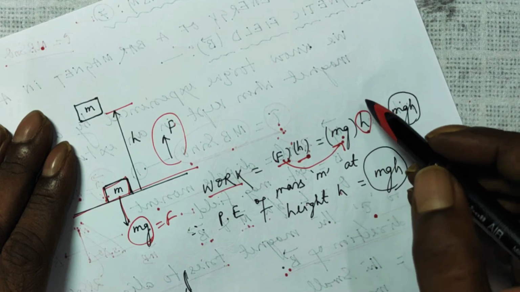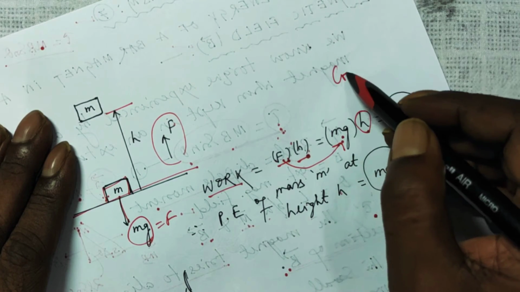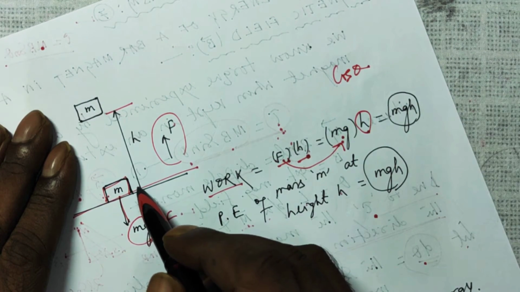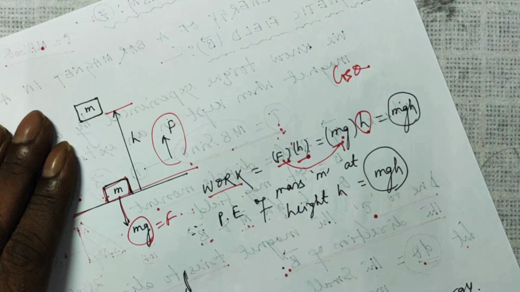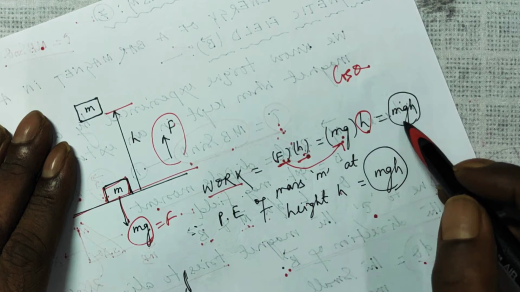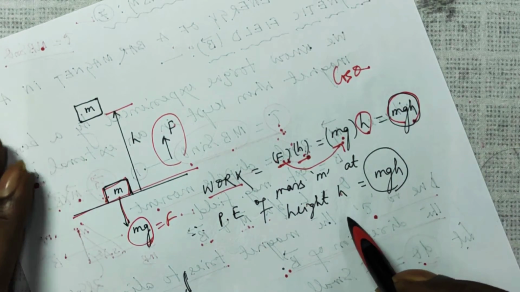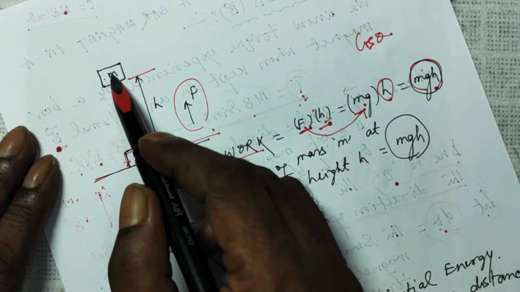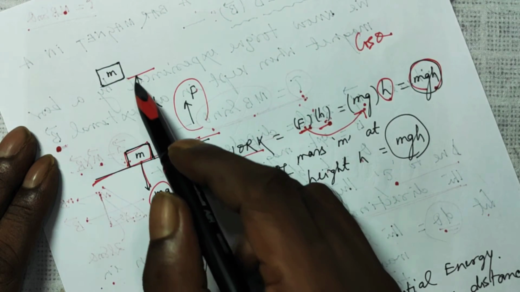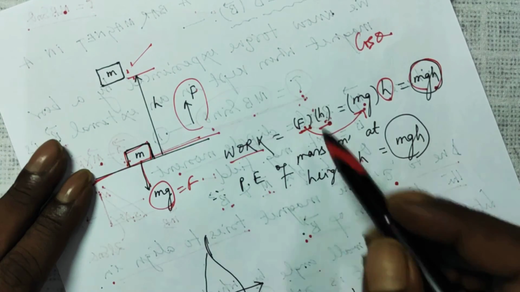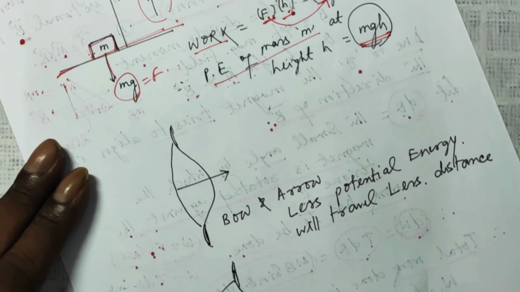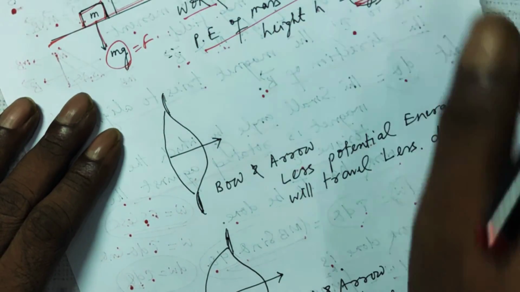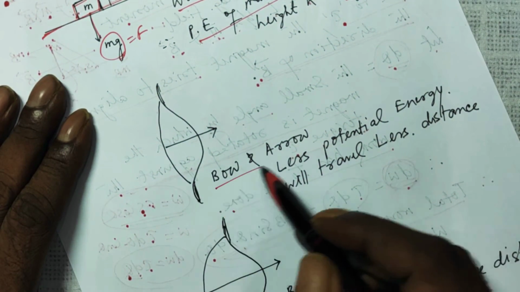Now you might ask, why is there no cos theta term here? Force is this way, displacement is this way, so the angle between them is 0, so cos 0 is 1. Therefore, just F into displacement, this is the potential energy. So, the potential energy of this mass when lifted from this level to a height h, at this position, is equal to mgh.